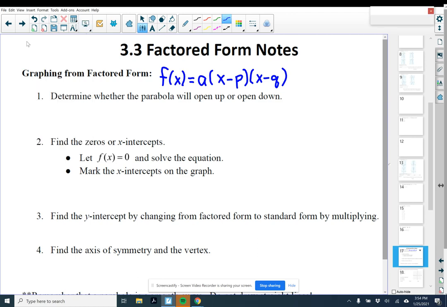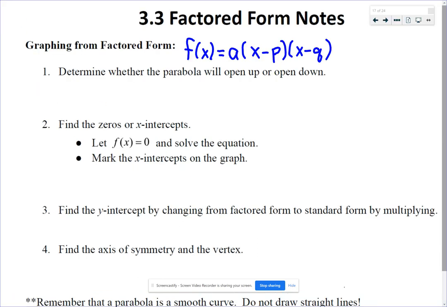All right, today we will talk about graphing quadratics that are in factored form. This is 3.3, factored form of quadratic functions. Remember that a quadratic function in factored form is written this way: f of x equals a times x minus p times x minus q, where p and q are the x-intercepts. So p and q are the x-intercepts.